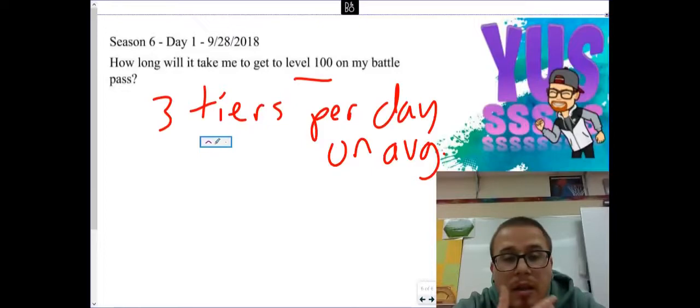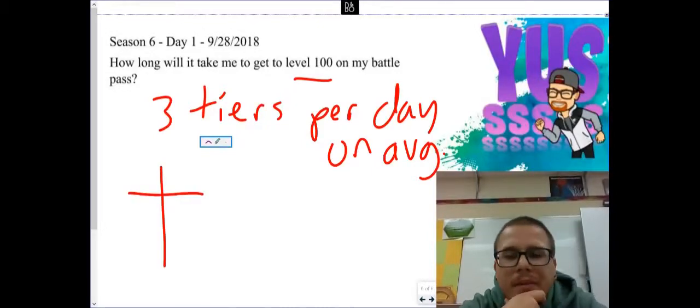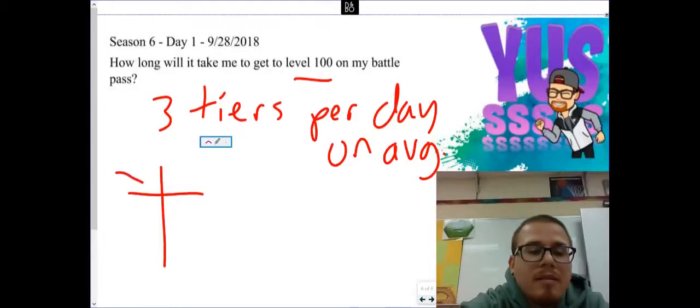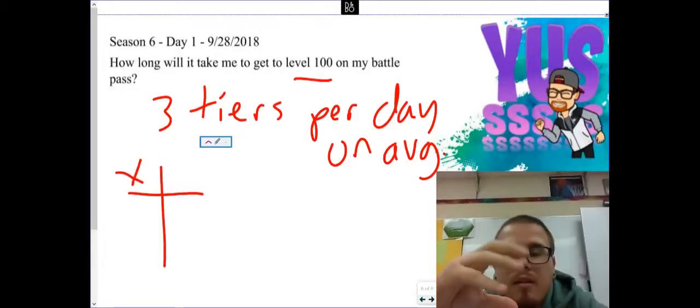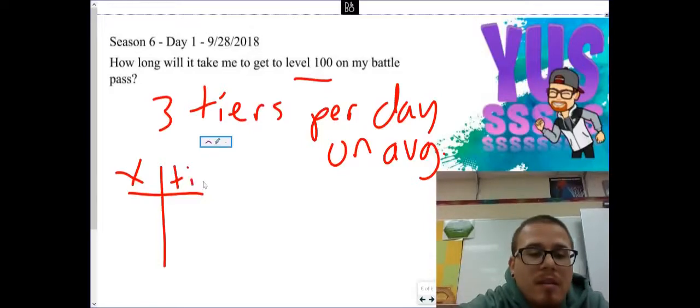I don't know. I could make a table, right? So I could set my table up. What would my X be? Well, if I want to get my tiers up, I got to play. So the tiers is dependent. My X value is the number of days I play, and Y is the battle pass tiers. That's my Y value.